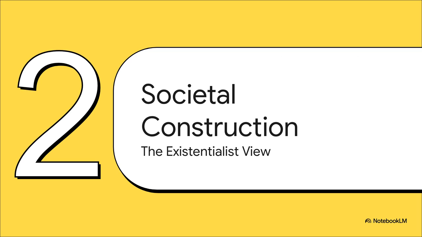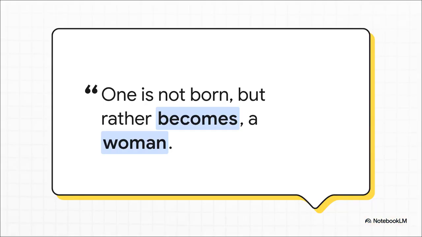Moving on to Section 2, the societal construction. So if there's this clear boundary between nature and culture, how does society actually build these fluid roles? Well, that brings us to Simone de Beauvoir's famous 1949 book, The Second Sex. She wrote, "One is not born, but rather becomes a woman." It's a massive idea. She's pointing out that femininity itself is a social product.